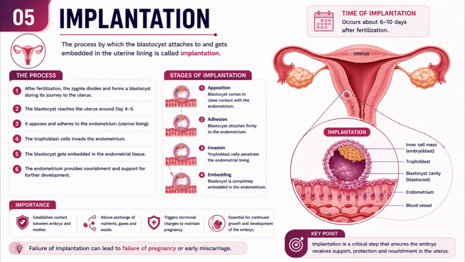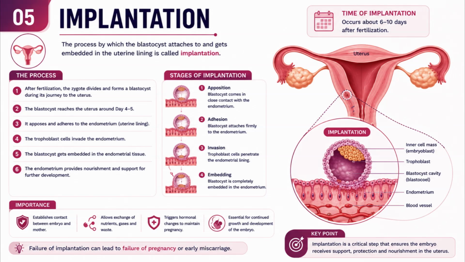reproduction. Following fertilization in the fallopian tube, the zygote undergoes repeated mitotic divisions, a process called cleavage. As it travels toward the uterus, it develops into a multicellular structure known as a blastocyst. This journey usually takes about 4 to 5 days. Around 6 to 10 days after fertilization, the blastocyst reaches the uterus and begins the implantation process. The outer layer of the blastocyst, called the trophoblast, plays a major role in attachment and invasion of the uterine lining. Implantation occurs in several stages.